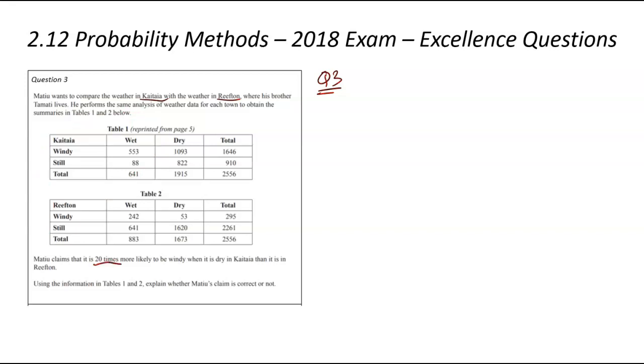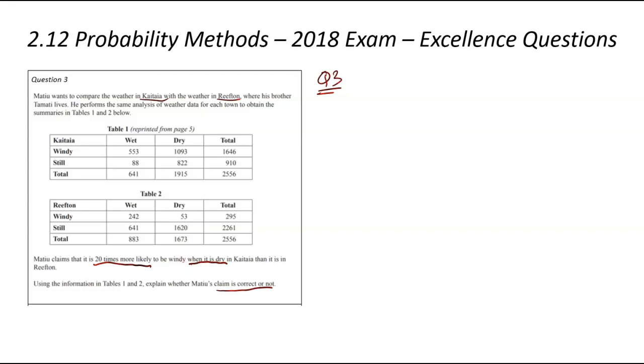He claims that it is 20 times more likely to be windy in Kintyre than it is in Reefton. Use this information to explain whether the claim is correct or not. So the first thing we need to know is when it is dry, so we're only interested in the dry days for each of these cities. We're curious about how windy it is when it's dry.